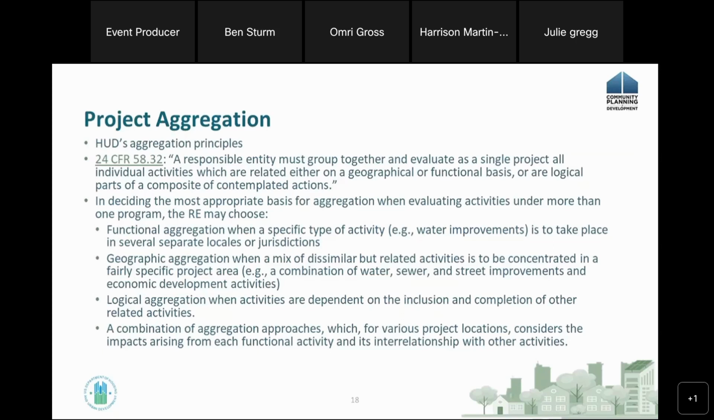And then finally, a logical relationship is when activities are dependent on the inclusion and completion of other related activities. So for instance, if certain street improvements don't happen, we can't build the new HUD assisted development. So we can't do B without doing A. It's a logical relationship there. They depend on each other. Okay, and activities that are related in any one of these or a combination of these ways must be aggregated into the project review. Next slide, please.